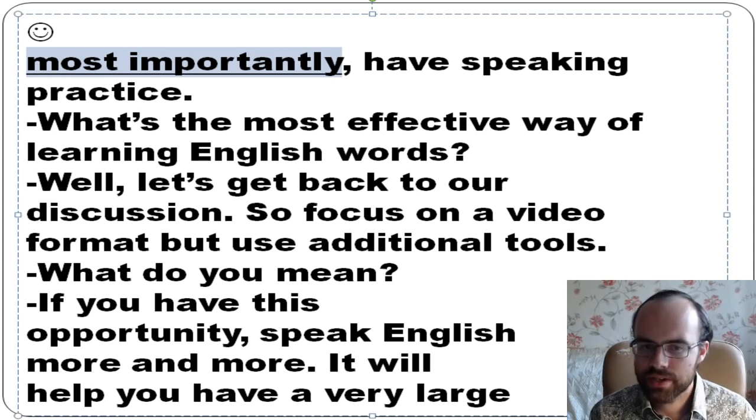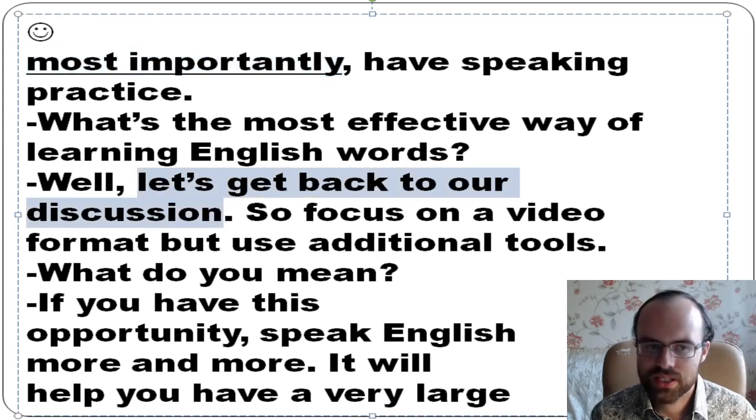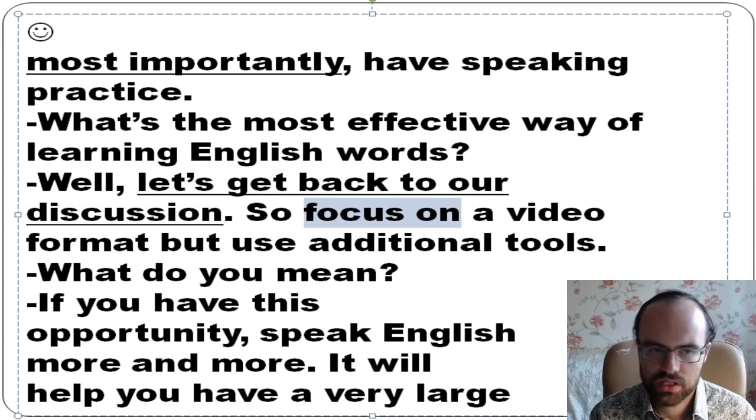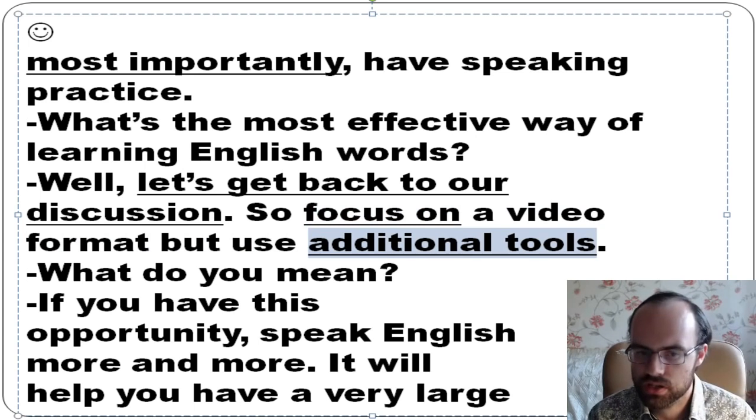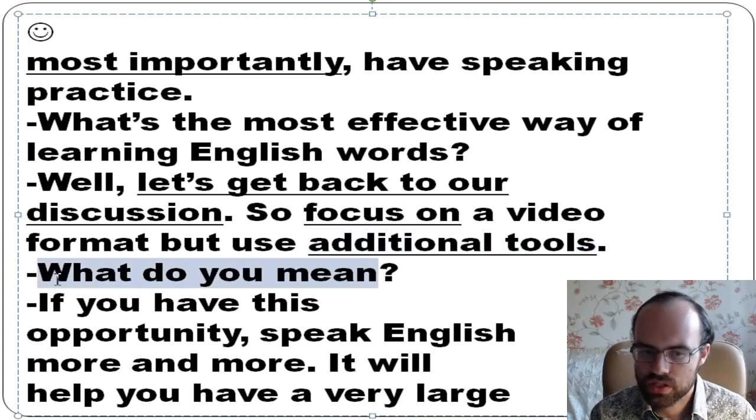What's the most effective way of learning English words? Well, let's get back to our discussion. So focus on the video format, just concentrate on it, it's a good solution. But use additional tools. Additional means use other sources, use other websites, books. It's also good.